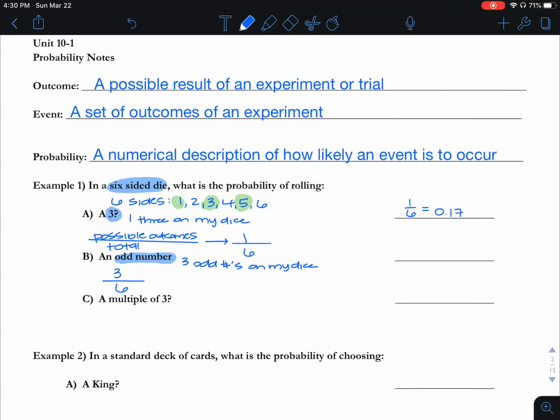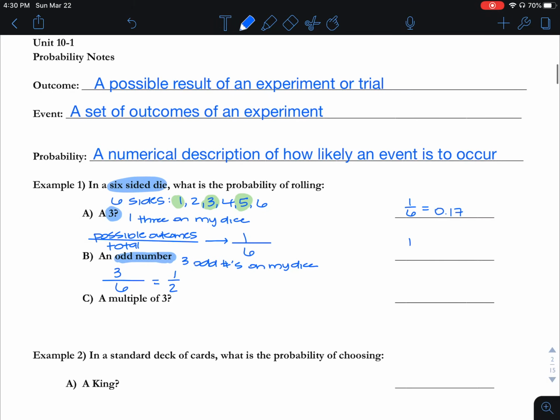Well, can I simplify this fraction? In fact, I can. This actually reduces to 1/2. When I looked at A, 1 over 6 cannot be reduced. But 3 over 6 definitely can, and that one is reduced to 1 over 2. Make sure you are simplifying your fraction, okay? So my answer is 1/2. Or again, if I were to plug this in my calculator, I get 0.50. 2 places after the decimal, remember.